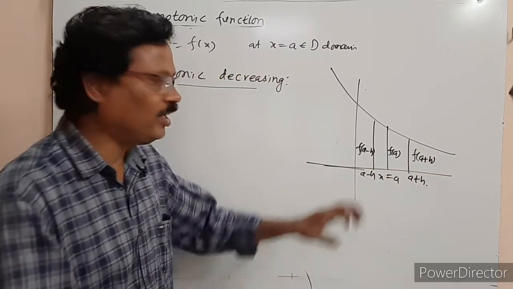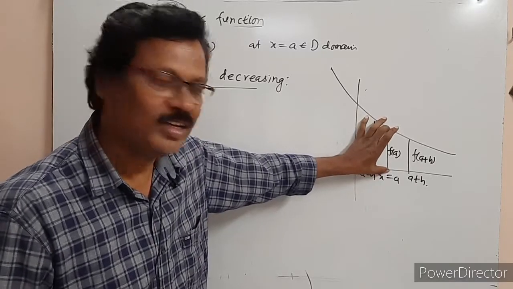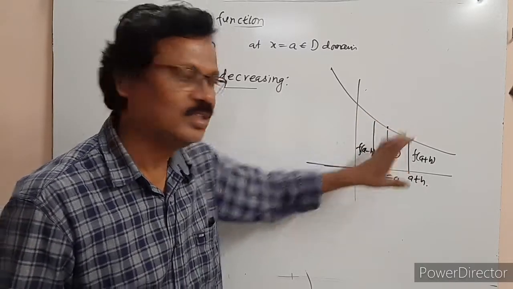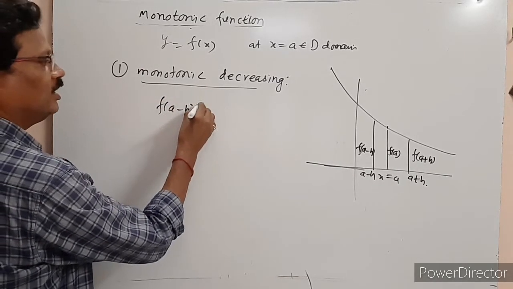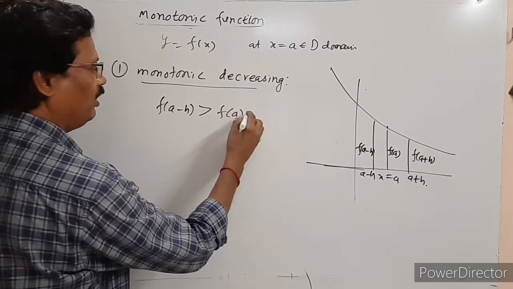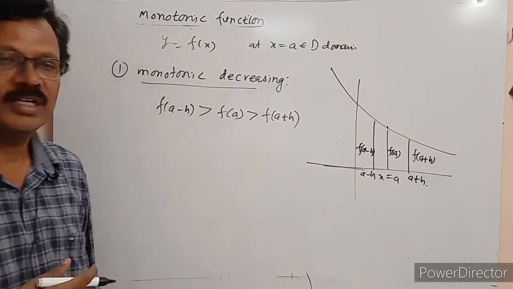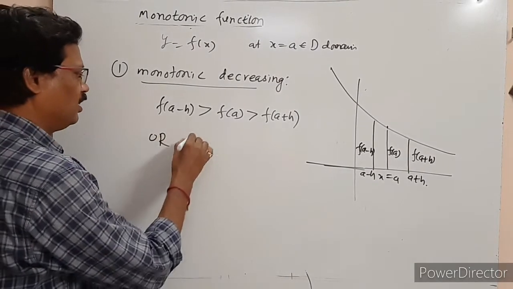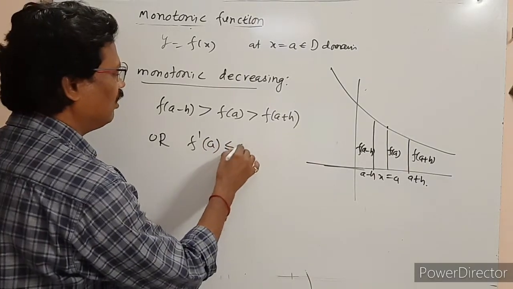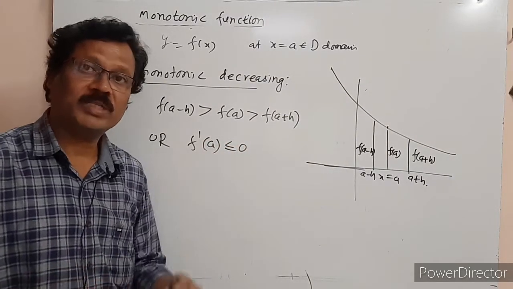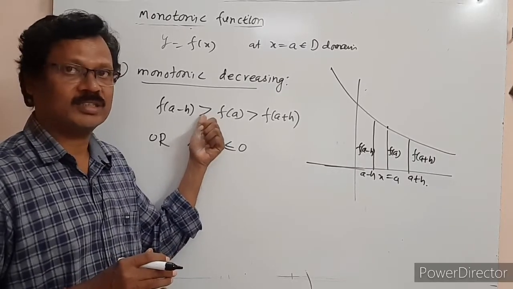Now if you see this, f of a minus h is greater than f of a, which is greater than f of a plus h. This we can write like this. Or we can also write the necessary condition only: f dash a is less than or equal to 0. That f dash a sometimes may not exist, that is why it is only necessary. This is sufficient and also necessary.